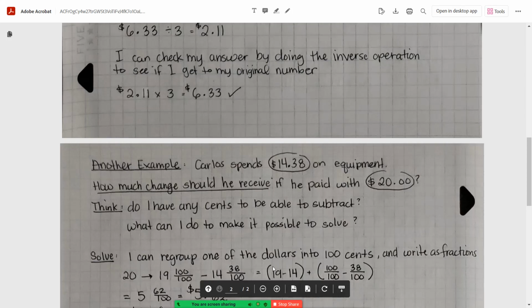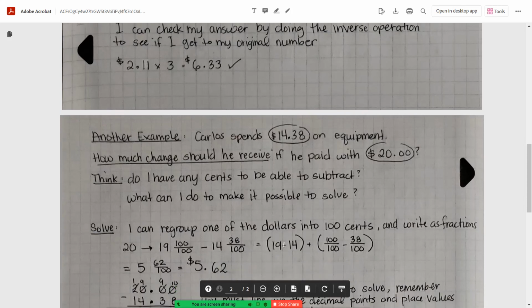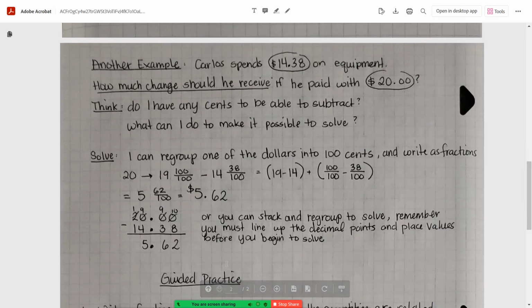So first I used my associative property and I was able to group and use parentheses. So I took the 19 minus the 14. I took the dollar amounts first. And then I'm going to add that to whatever the difference in my change is. So the 100 cents minus the 38 cents. So 19 minus 14 gave me 5. 100 minus 38 gave me 62. So I have 5 and 62 hundredths as my answer, or $5.62.